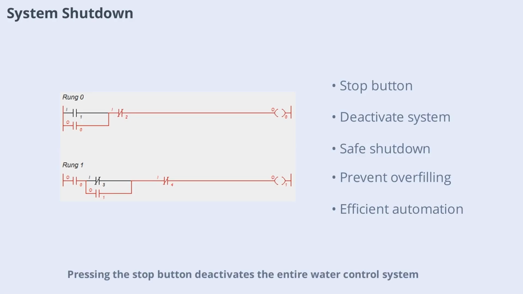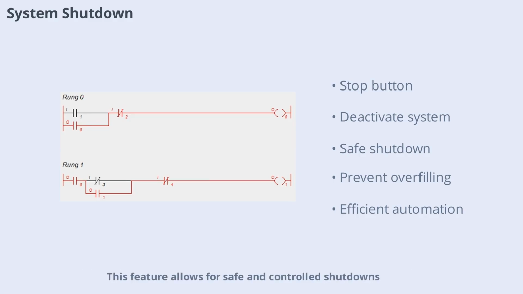Pressing the stop button deactivates the entire water control system. The PLC logic ensures that all operations cease and the tank stops filling. This feature allows for safe and controlled shutdowns, preventing overfilling or unnecessary operation. The PLC's ability to manage start and stop conditions is vital for efficient and safe automation.